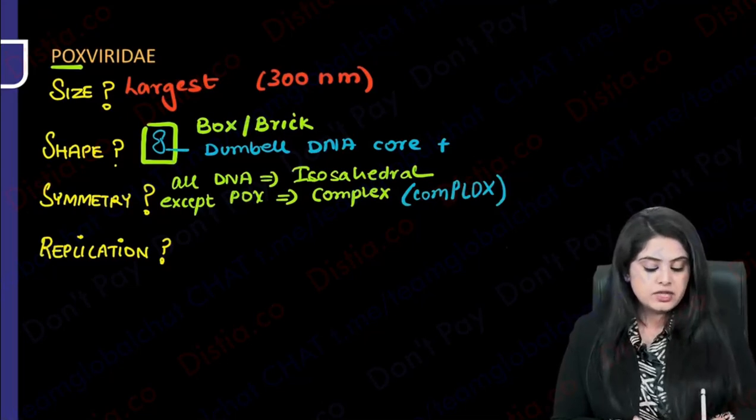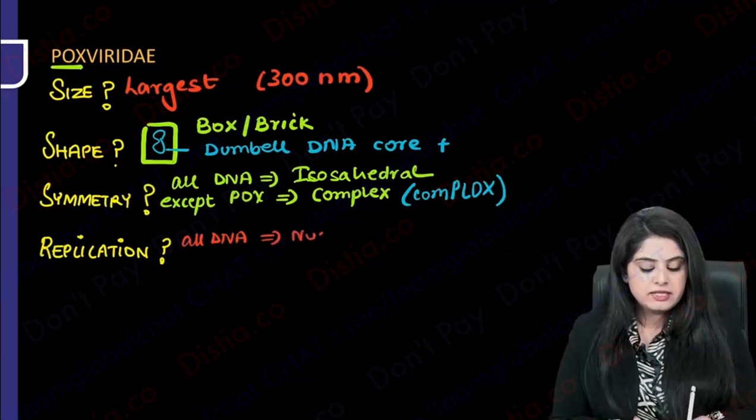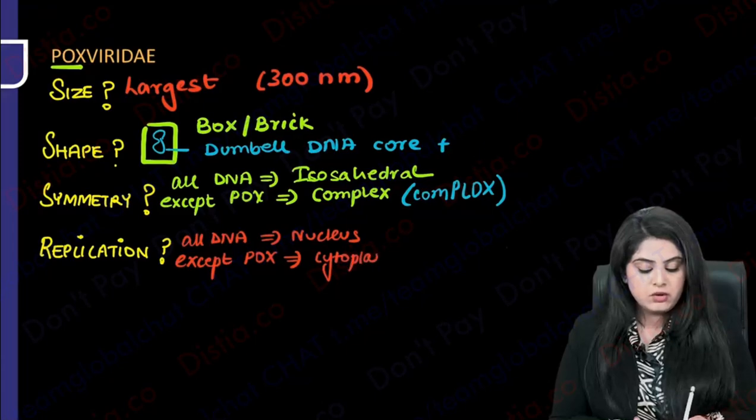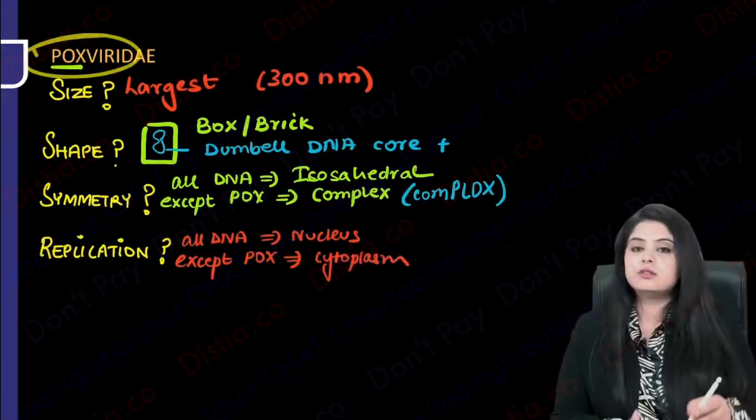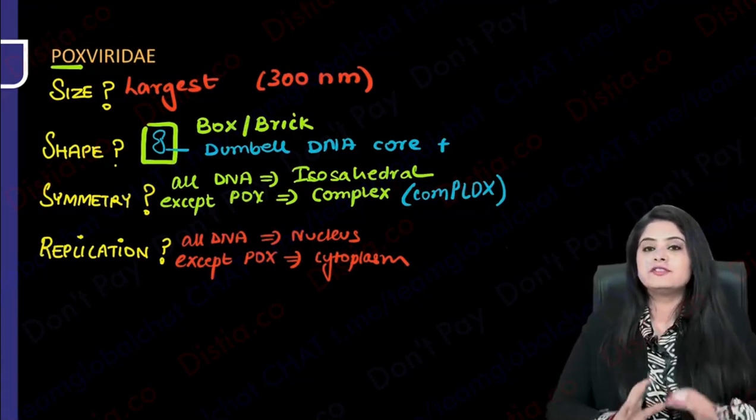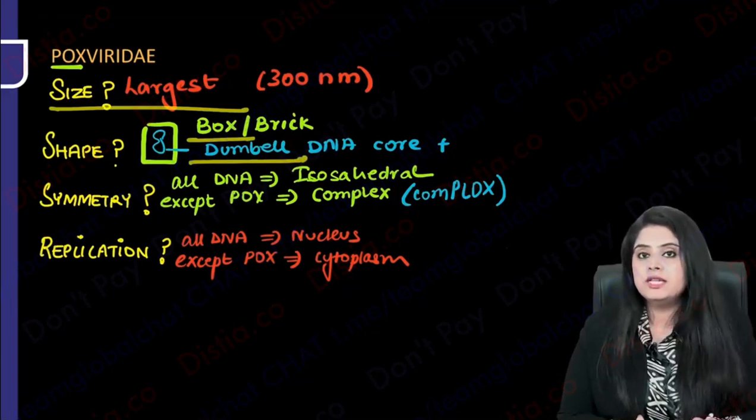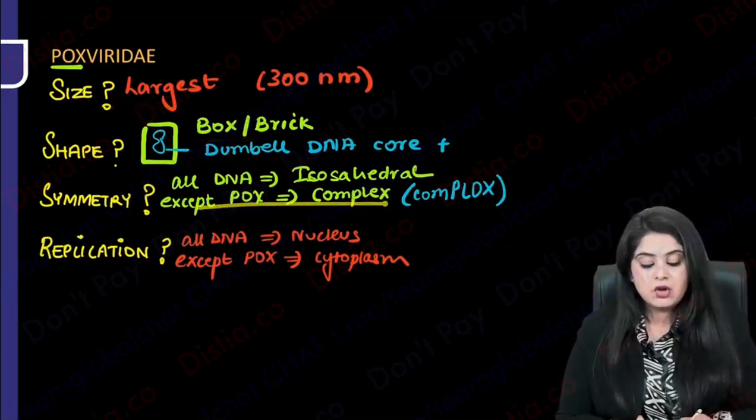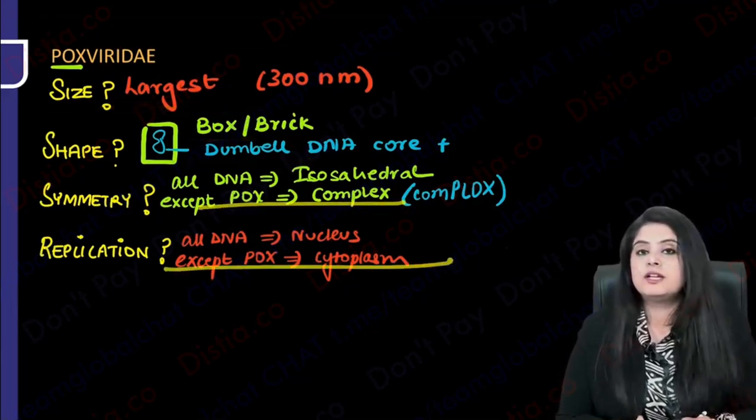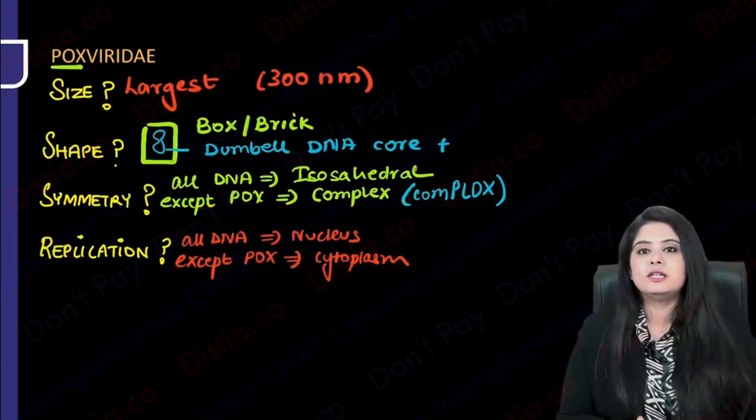Finally, the replication. Again, we have a rule. All the DNA viruses are going to replicate in the nucleus. But pox virus is again an exception, because pox virus is going to replicate in the cytoplasm. So all in all, I realized pox is just a box also, but it's out of the box. It's very different. It's the largest. It's a box or a brick with the DNA that is dumbbell shaped. It has complex symmetry. It replicates in the cytoplasm. Everything is going a little different.